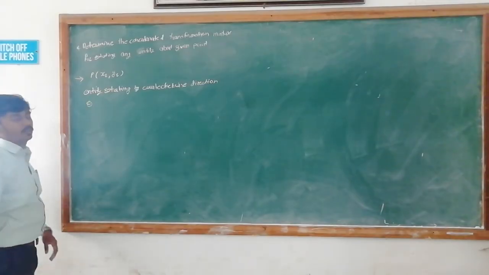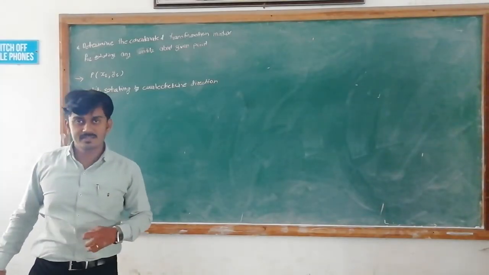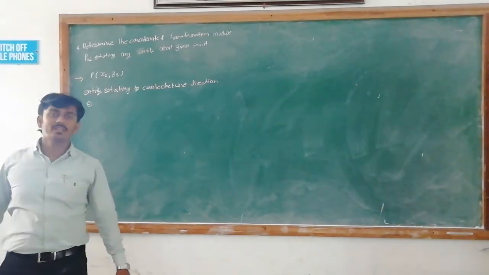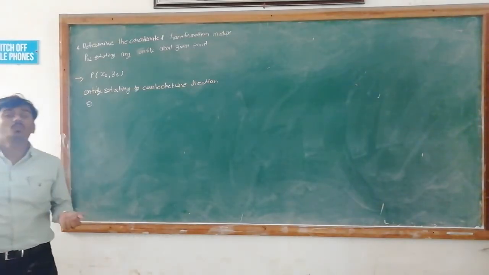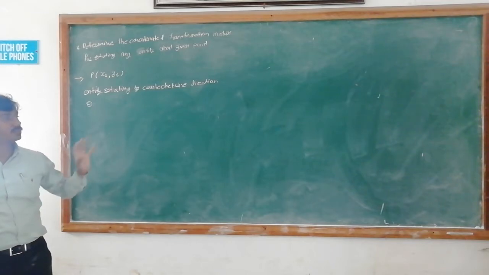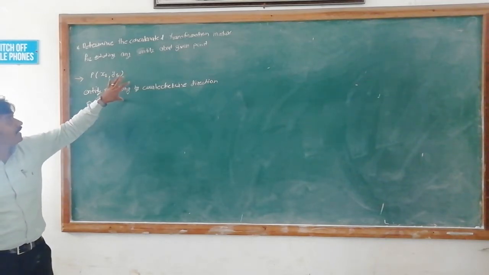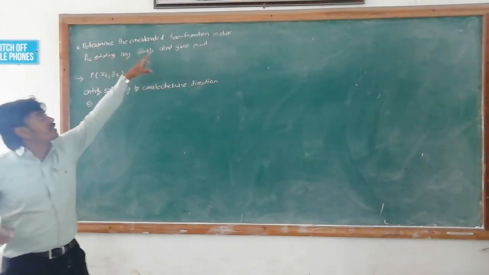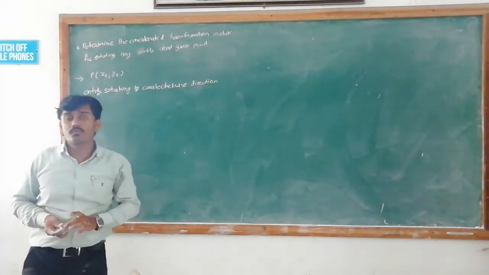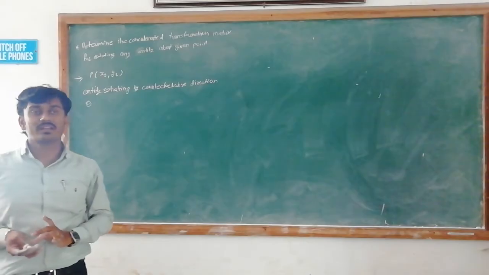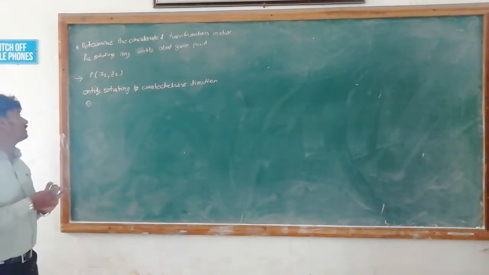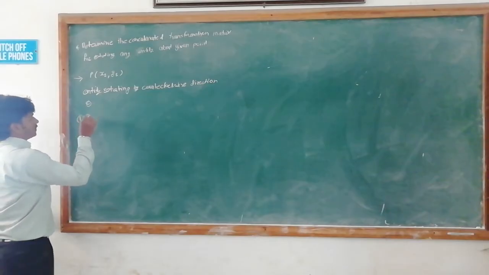Okay, we consider that our entity is rotating by angle theta in a counter-clockwise direction. So we have to find the concatenated transformation matrix. To find the concatenated transformation matrix, we have to perform three steps. The first step is translation.